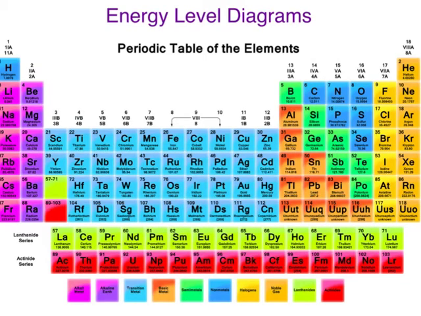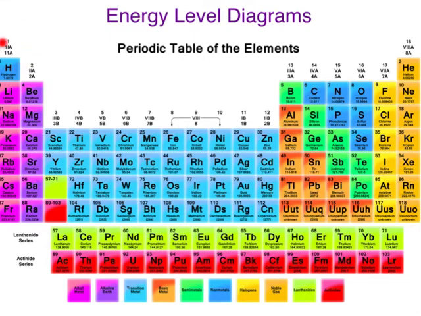A valence electron is an electron that's in the outermost energy level of an atom. Okay? And those are the electrons that are going to be able to be used for ionic or covalent bonds. How do you tell how many valence electrons are actually in an element? Look at the group number. This is group 1.